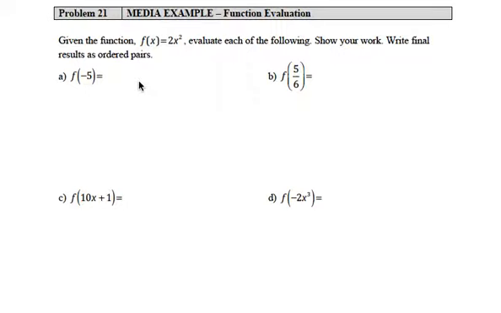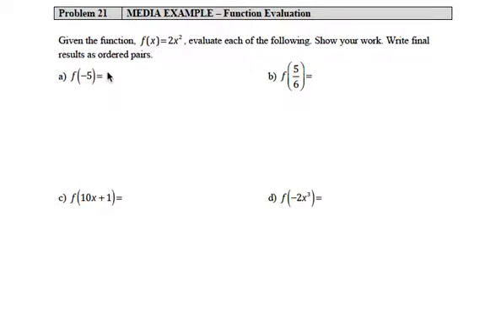In example 21, we're going to be using the properties of exponents to help us evaluate functions. So we're given the function f of x equals 2x squared, and we're asked to evaluate each of the following, show our work, and write results as ordered pairs. So f of negative 5, we want to replace every instance of the input x with negative 5.